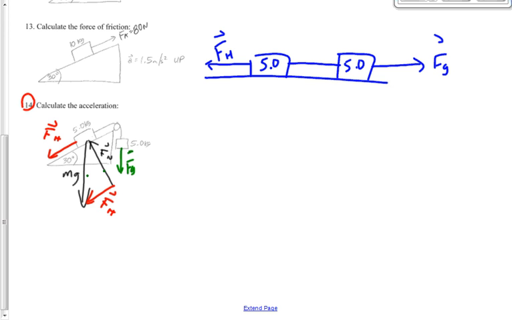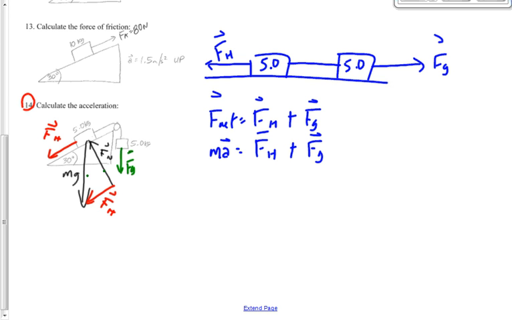Let's say F net is equal to the sum of the forces. That's FH plus FG. Let's say M times A is equal to the sum of those forces, FH plus FG. And if you're not getting this step, guys, listen, you've got to. We always do this. We've done this for the last 2 weeks. F net is equal to the sum of the forces. It's always what we do whenever we have more than one force acting. The trick is recognizing which forces act here.